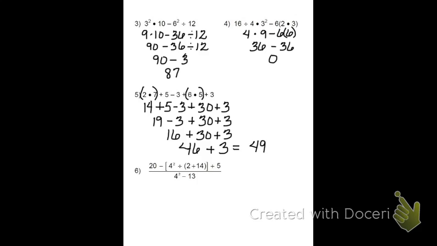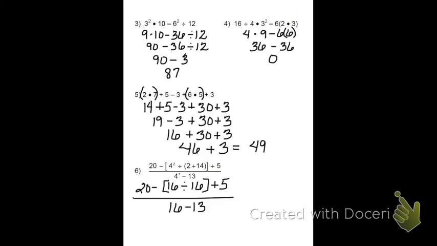Okay, last one. This one has brackets with parentheses. So you're wanting to do the parentheses within the bracket first. So we're going to go ahead and keep this bracket. Since we're moving from left to right, I can put what this one would be. So this is 16. 2 plus 14 is 16. So let's leave the bracket around this one. Plus 5. And this is 20 minus whatever's in this bracket. All of that is going to be divided by 16 minus 13.